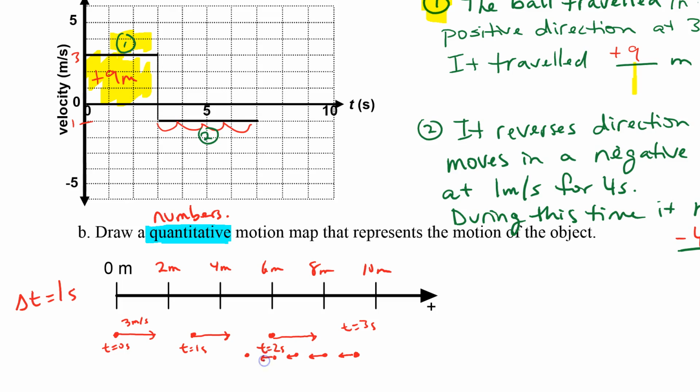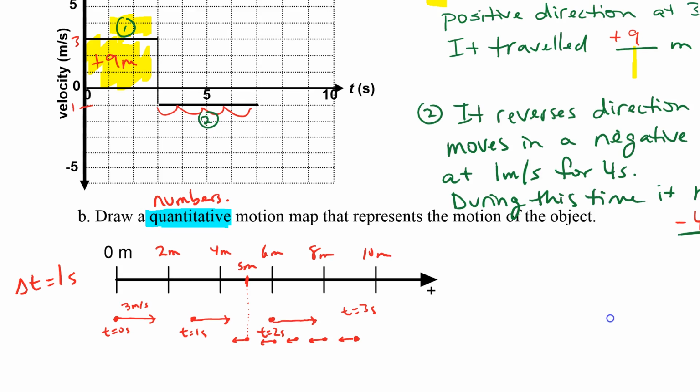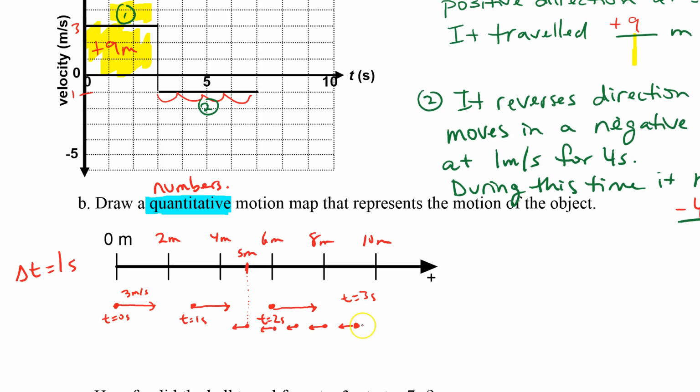And these are pretty consistent. At the end, I'm still traveling in that direction, so I'm actually going to put my last dot in there. So this one's t equals 3, this one's t equals 4, 5, 6, and this last one is at t equals 7. This one lines up with 5 meters. So I start here at 0 meters and I end up at 5 meters. Okay, going forward direction, changing and coming back the other direction.